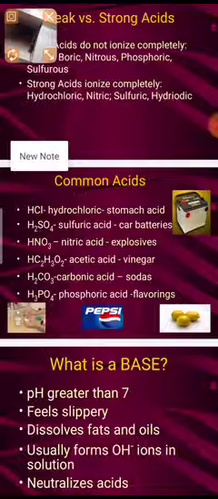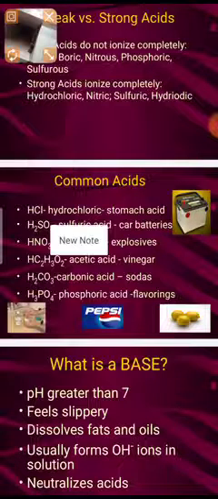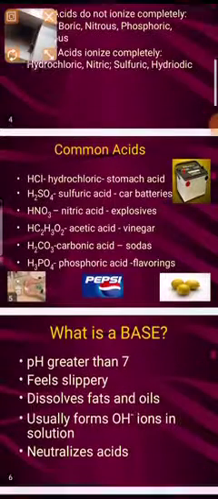Carbonic acid H2CO3 is used in sodas, and phosphoric acid H3PO4 is used as a flavoring in different solutions. Here are the examples, mentioning their uses.